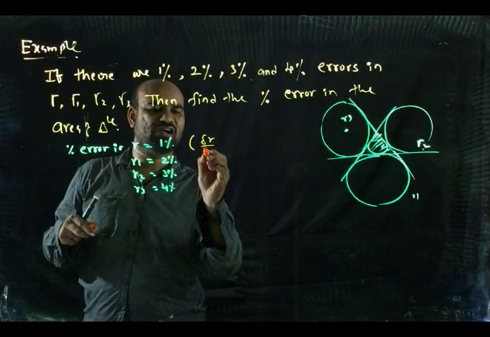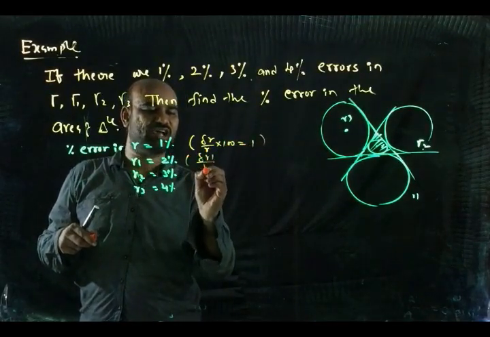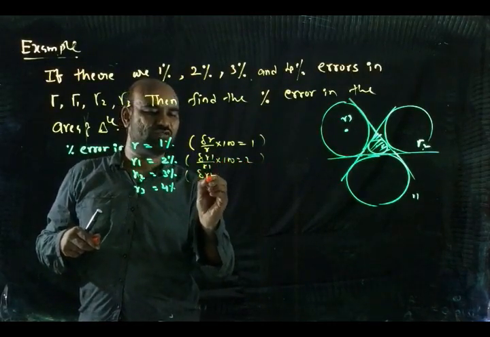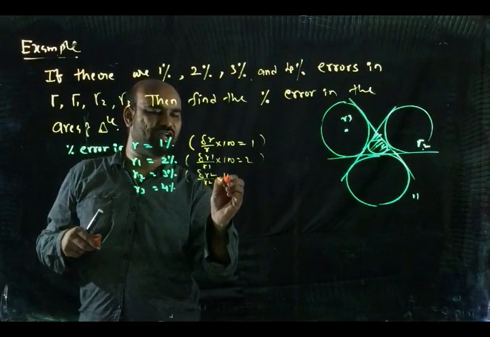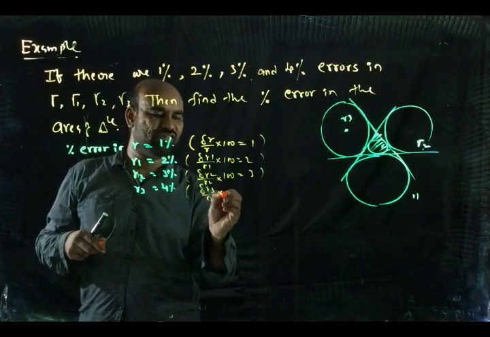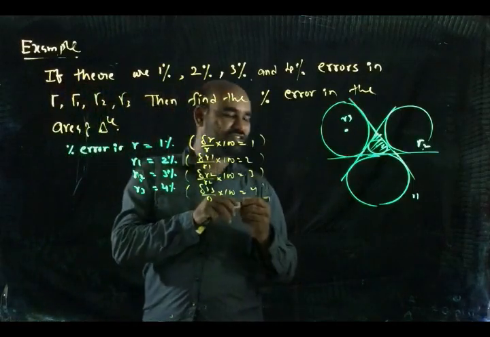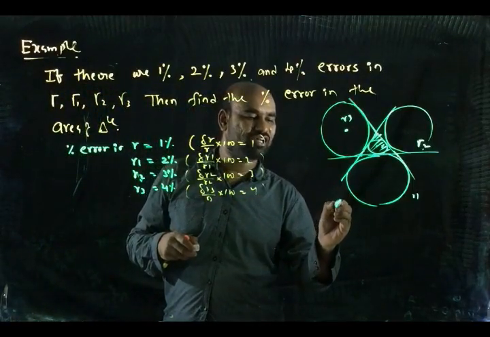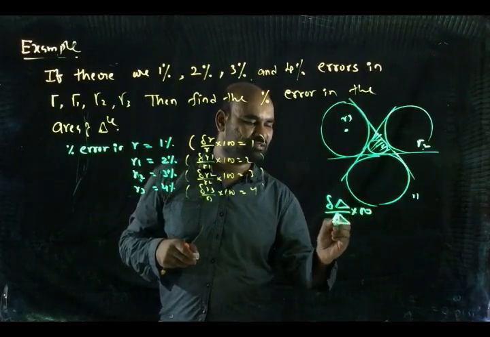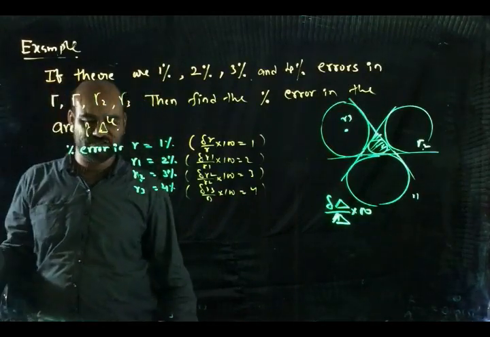Delta r by r into 100 equal to 1. Delta r1 by r1 into 100 equal to 2. Delta r2 by r2 into 100 equal to 3. Delta r3 by r3 into 100 equal to 4. What do you want? The area is delta. Delta A by A into 100, you want. Capital delta by delta into 100, you want.